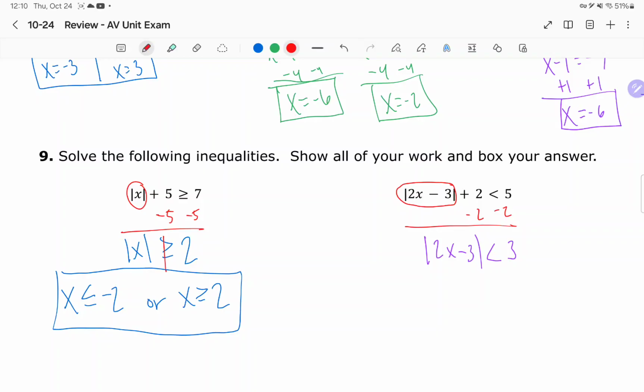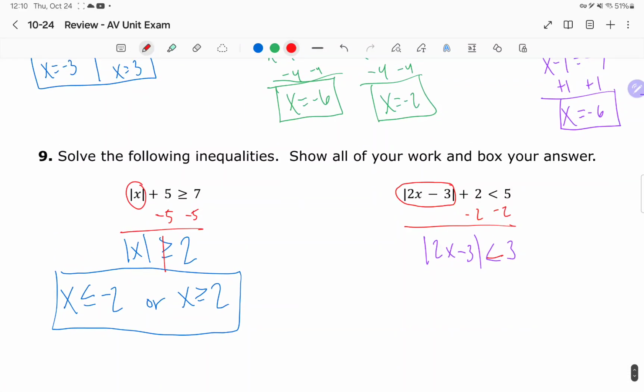Alright, the number is positive, and the absolute bars are isolated, so this is going to be a between statement. So we start with the letter C, and C is right here, so the 3 becomes negative 3, is less than the expression without the bars, and is less than the positive, which is 3. So negative 3 less than 2x minus 3 less than 3. So smaller number less than the expression, less than the bigger number.